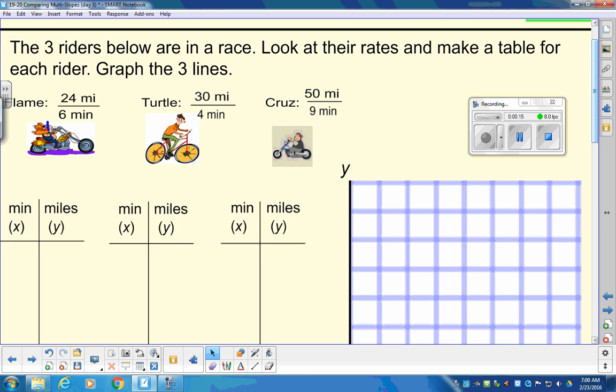Who is traveling faster? So it says the 3 riders below are in a race. Look at the rates and make a table for each rider. Graph the 3 lines. So we will be graphing the 3 lines. We're first going to make that table.